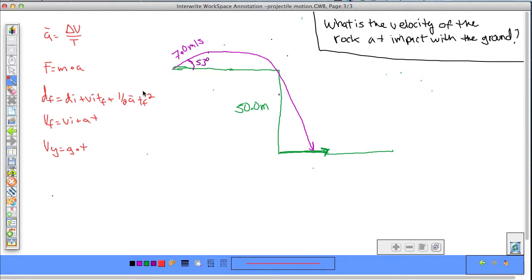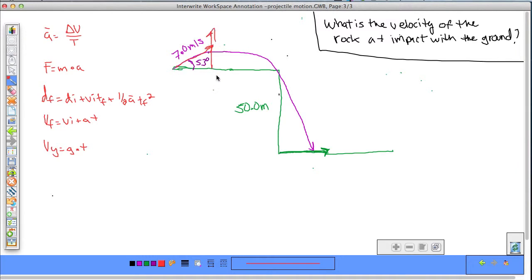All right, so we're looking at a projectile motion problem right here. And here's the question. If I chuck a rock at 7 meters per second, 53 degrees is the angle, and it goes over a cliff and has another 50 feet to fall, how fast is it going to hit the ground?